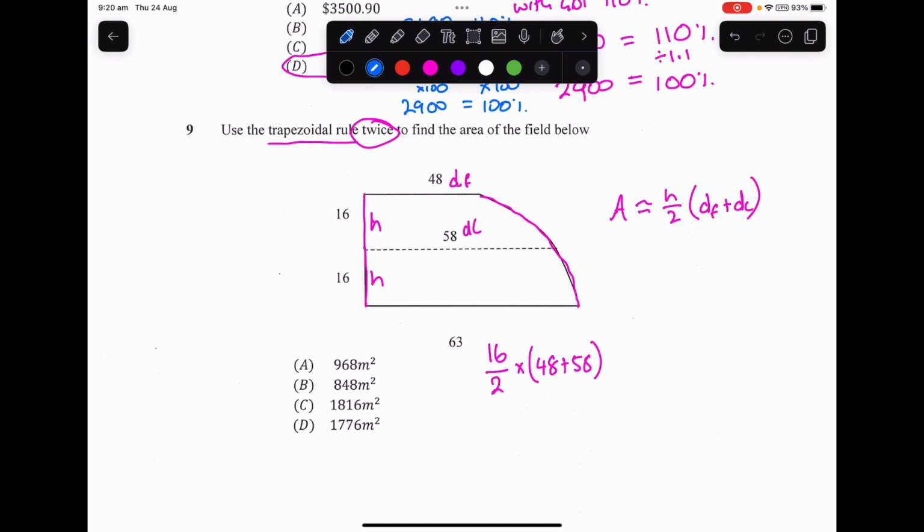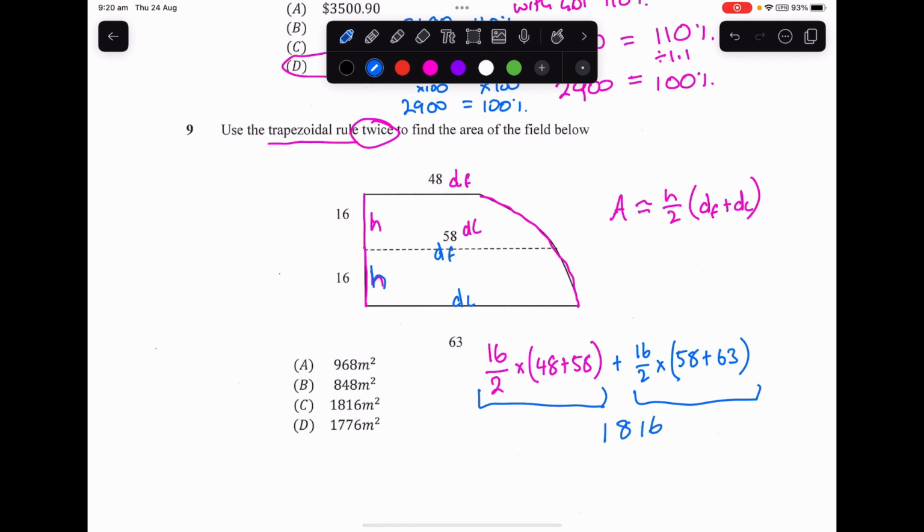My second one, this is still going to be my height. Now this is going to be my dF and this will be my dL. So I'm going to go plus 16 over 2 times by 58 plus 63. Now put that into your calculator. You might want to do it in sections because sometimes it's easy to make a mistake, but you should come out at 1816, which will give you the answer of C.